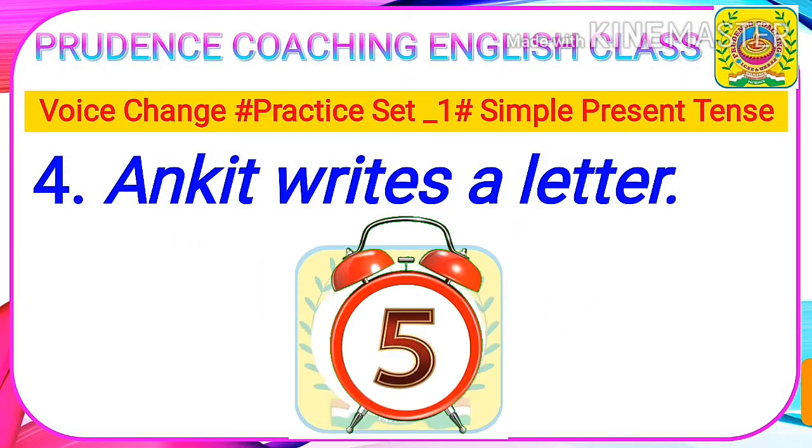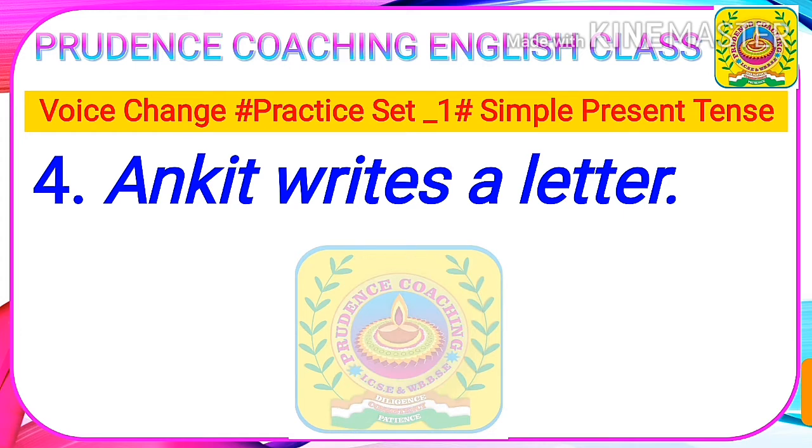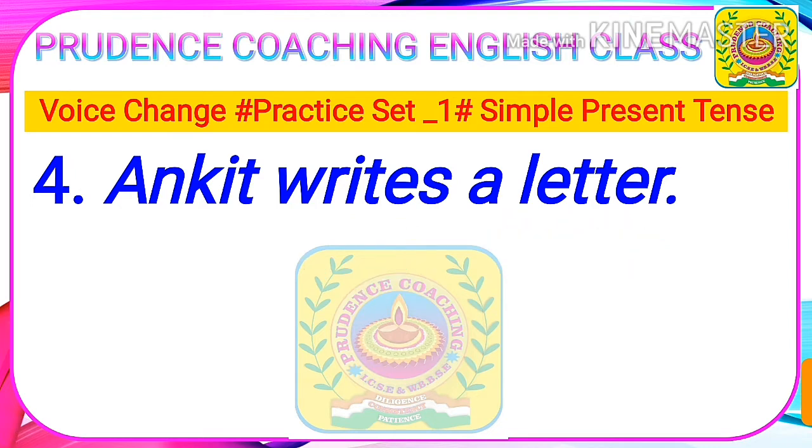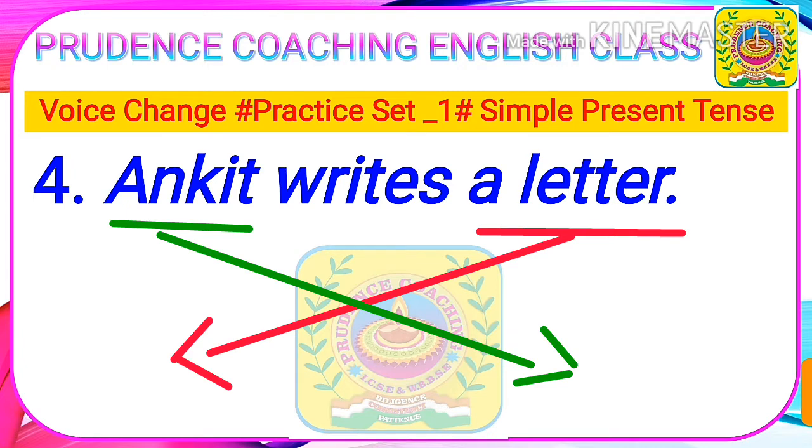Number 4, start. Time's up. As you can see here, the sentence given is Ankit writes a letter. So here Ankit is the subject, writes is the verb, and a letter is the object. As you can see, Ankit is the doer of the action, so the statement is in active voice, and the verb given here is writes, which is in simple present tense. So students, to change this into passive voice, first we need to swap the subject and object, or interchange the subject and object.